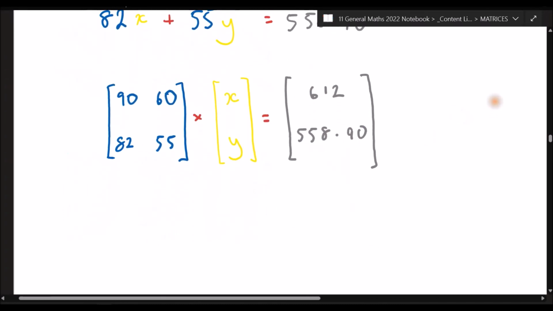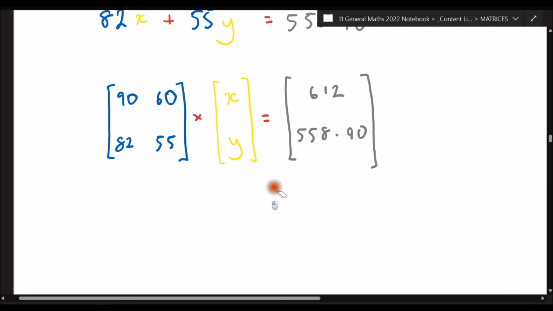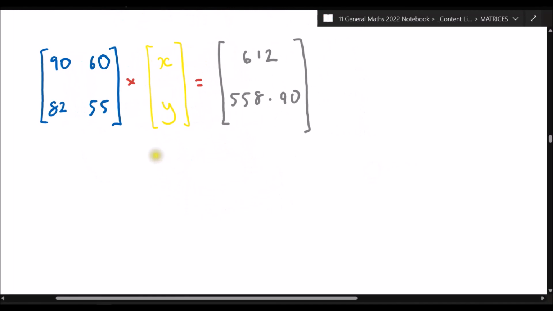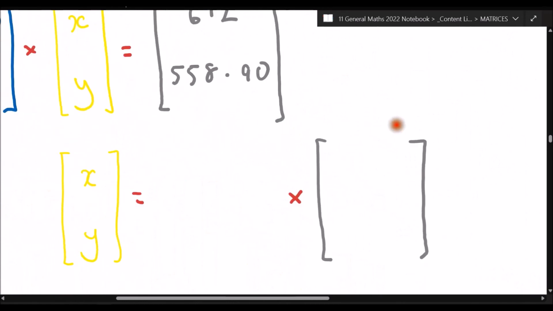Okay, and from there, it's pretty straightforward. All we've got to do is find the inverse of this and multiply it with that matrix. So we're going to inverse this matrix and then multiply it with that matrix. So let me rewrite that for you. x, y equals, multiply there. So all I'm doing is finding the inverse of this matrix and multiplying it with the answer matrix there. So 612, 558.9.